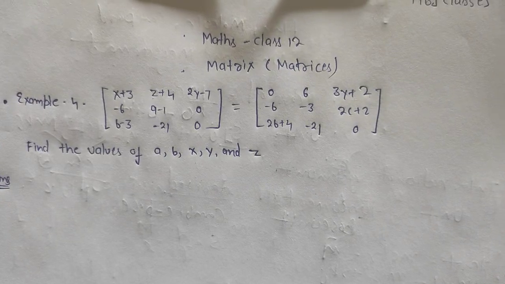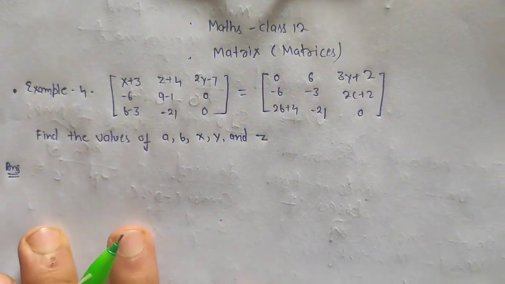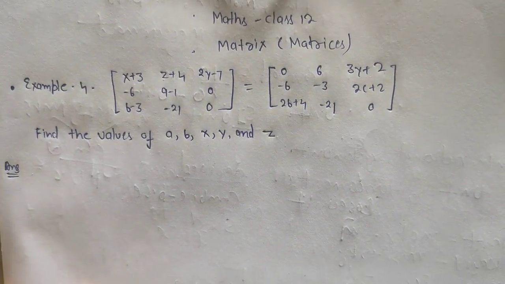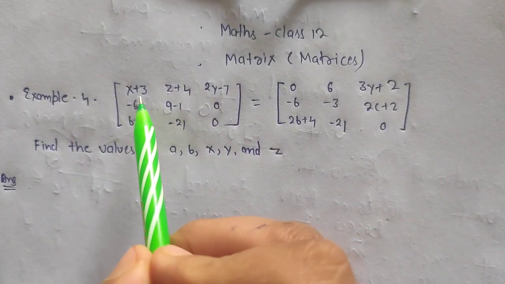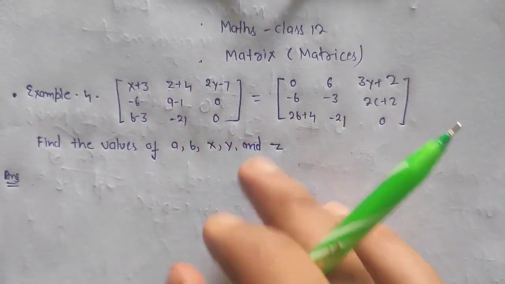Let's start the question practice on class 12th matrices. Example number 4, and the topic is equality of matrices. The question is example number 4 of NCERT. We find the values of a, b, x, y and z.